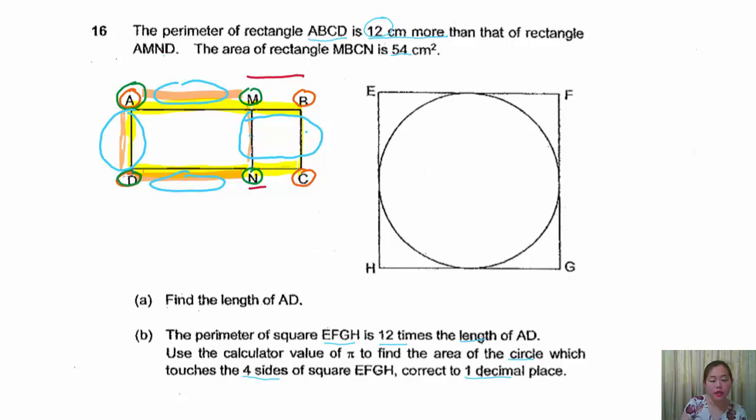MB and NC. So to find the length of MB, it will be 12 divided by 2, which is equal to 6. So this is actually 6, and this is also 6. And since the area of rectangle MBCN is 54 cm squared, so this is 54. And we know that area of a rectangle is length times breadth.